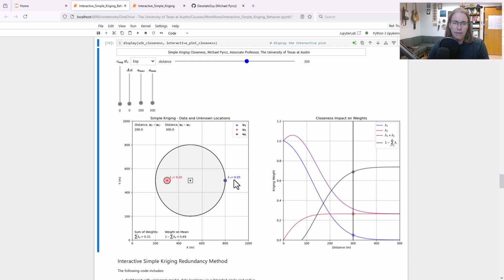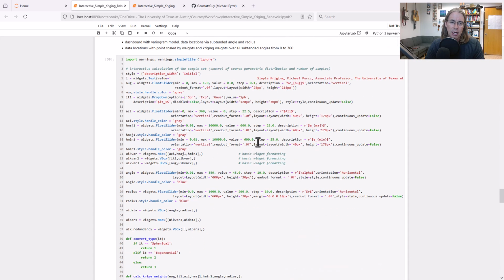In fact, what's very convenient, you can see 0.05, 0.03, and at some point it'll basically disappear. It'll shrink to a small enough value that we don't really see the weight anymore. 0.26, the remaining weight 0.74 going towards the mean. At this point, we're mostly estimating with the mean. Okay, I hope that was useful. That demonstrates the impact of closeness.